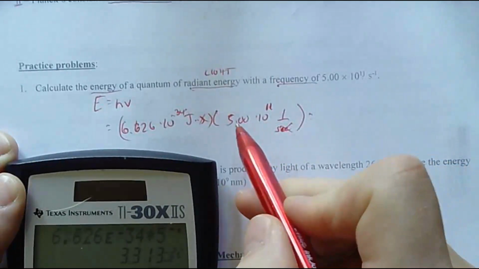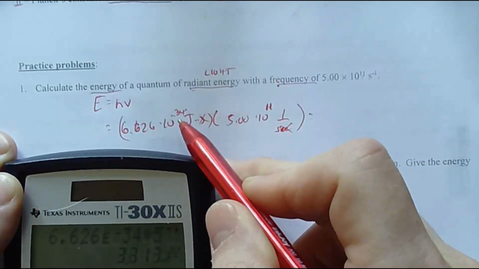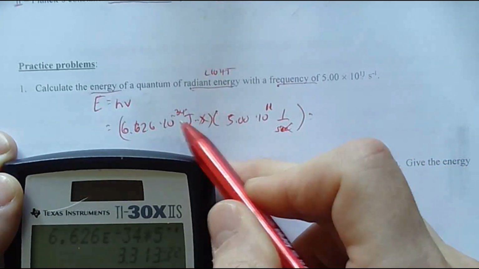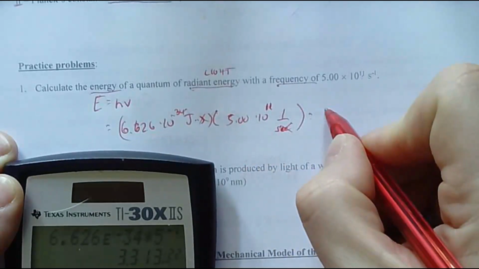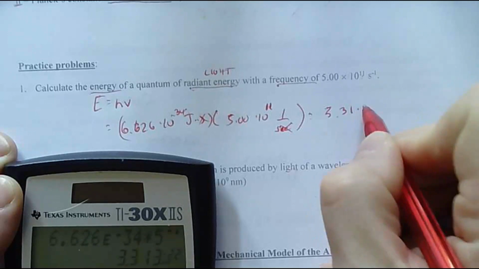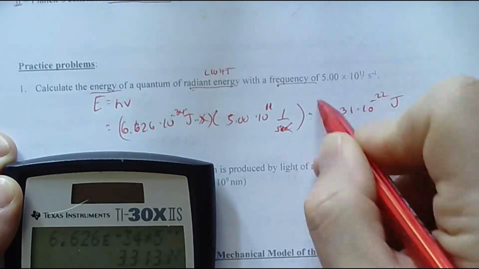We have to apply our significant figures. Planck's constant is from the periodic table, and it's a defined constant. So we just go off the 3 significant figures for the frequency, which is 3.31 times 10 to the minus 22nd joules.